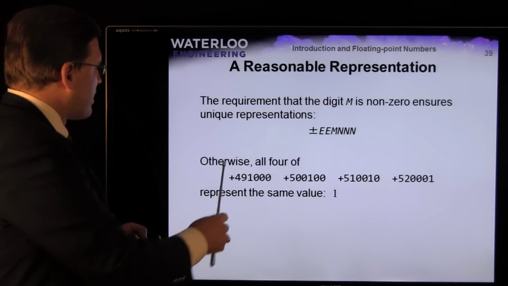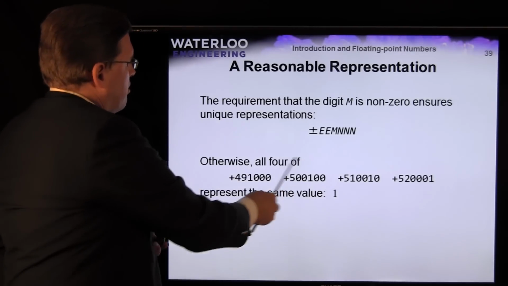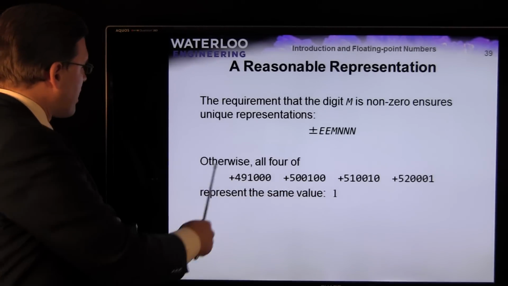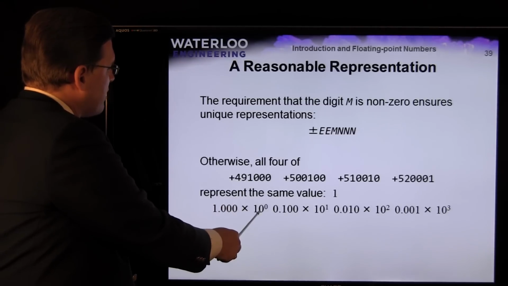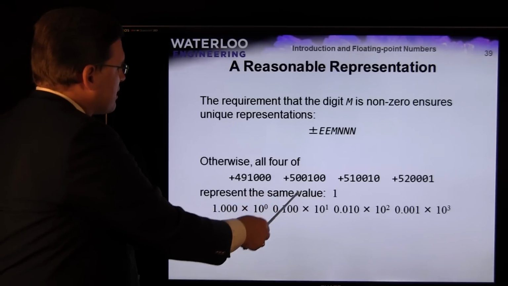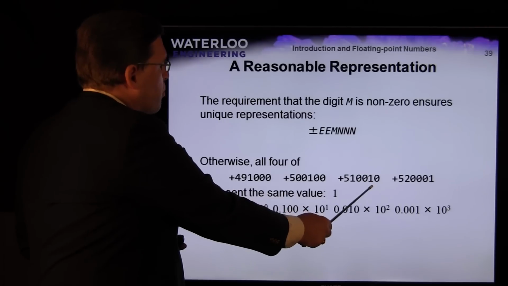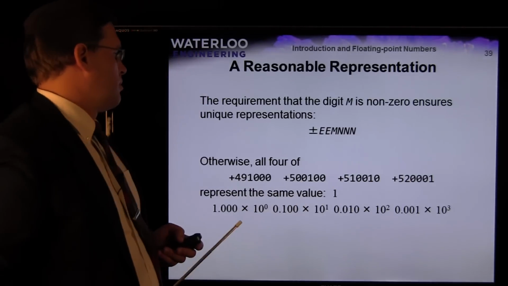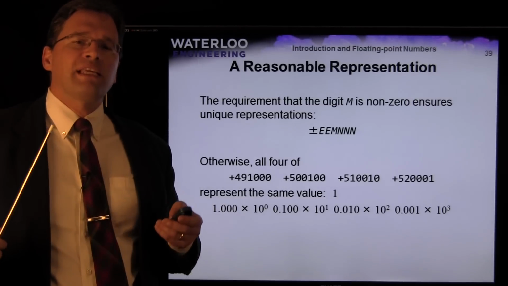Well, the issue is if m is allowed to be 0, notice that all four of these representations represent 1. Why is that? Well, this is 1.000 times 10 to the 0. This is 0.1 times 10 to the 1. This is 0.01 times 10 to the 2, and 0.001 times 10 to the 3. All of those represent the same value 1.